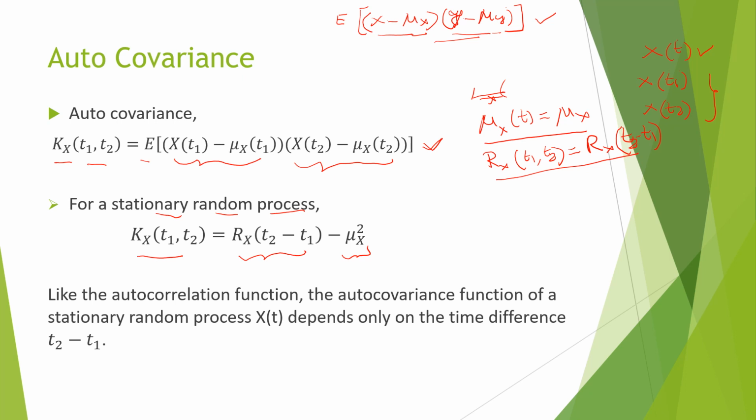So for a stationary random process, the autocovariance is given by Rx t2 minus t1 minus mu x square. It means for a stationary random process, the autocovariance depends on the time difference t2 minus t1, as it does in the case of autocorrelation. And one more important thing is that the autocovariance can be obtained from the autocorrelation and the mean value. To compute autocovariance, we need only the autocorrelation and the mean value. These are the two important points here.